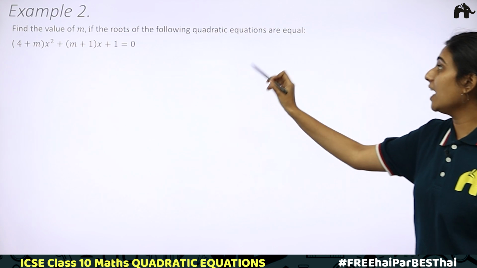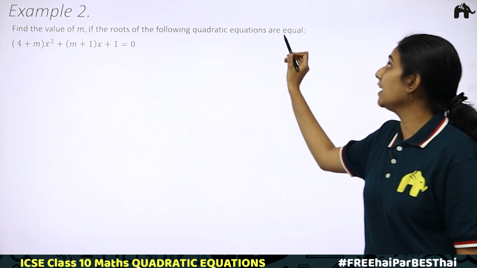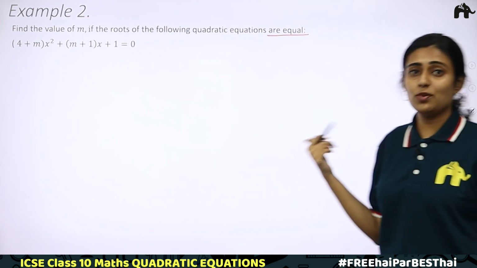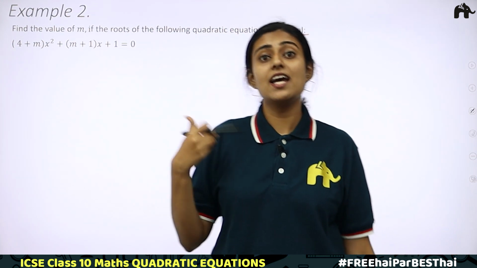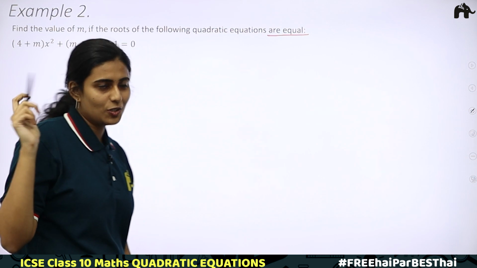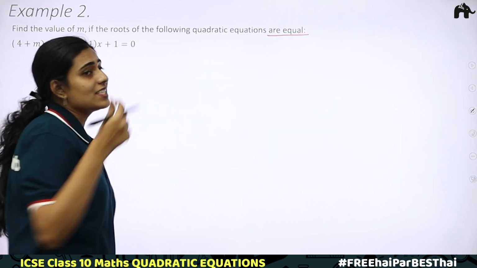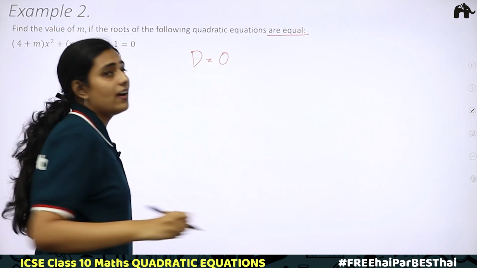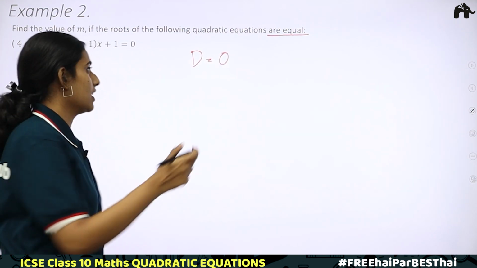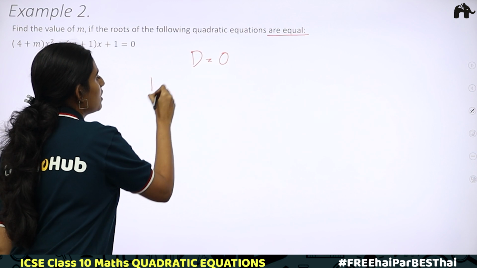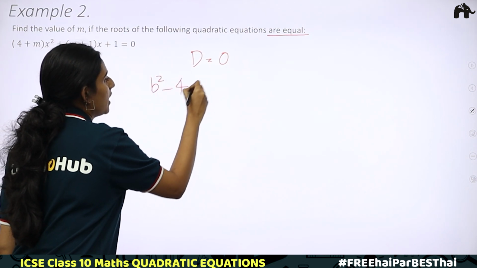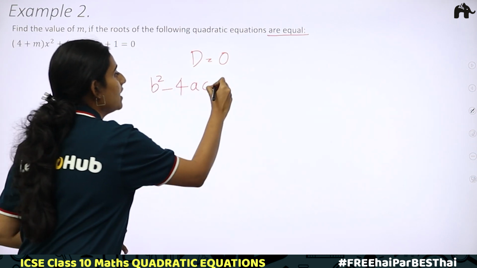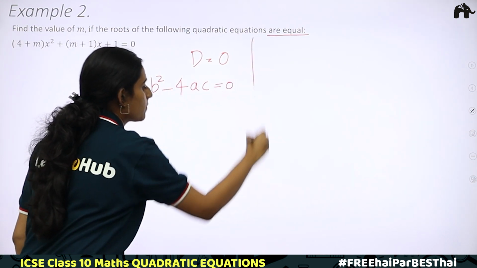Here it is given that the roots of the following quadratic equation are equal. When do we get equal roots? We have studied about the nature of roots. When the discriminant value is equal to 0, we get equal roots. Discriminant is b square minus 4ac. So, we should get b square minus 4ac equal to 0.